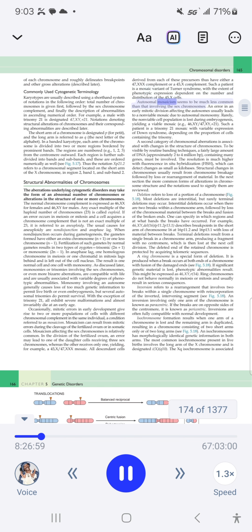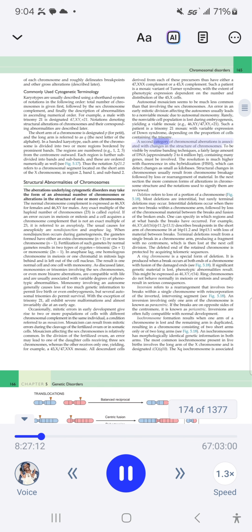Autosomal mosaicism seems to be much less common than that involving the sex chromosomes. An error in an early mitotic division affecting the autosomes usually leads to a non-viable mosaic due to autosomal monosomy. Rarely, the non-viable cell population is lost during embryogenesis, yielding a viable mosaic, e.g., 46,XY/47,XY,+21. Such a patient is a trisomy 21 mosaic with variable expression of Down syndrome, depending on the proportion of cells containing the trisomy.